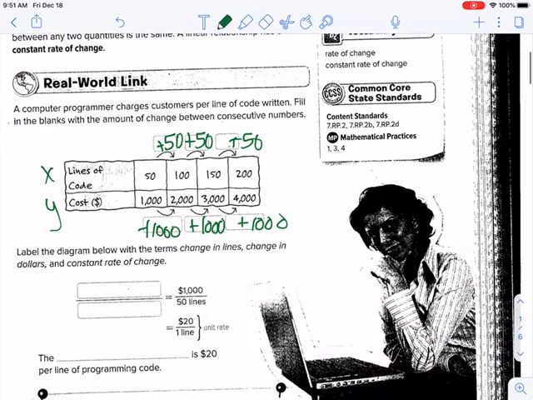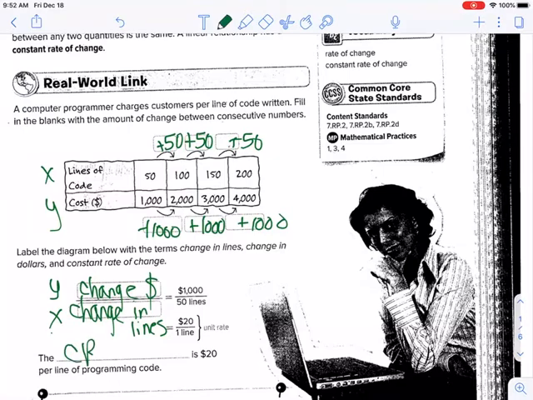So what you're going to do is your change in Y over your change in X. So your change in Y would be the change in your cost, and the X's would be the change in lines. So you get 1,000 over 50, which is $20 per line. That's what we call our constant rate of change, or CROC.